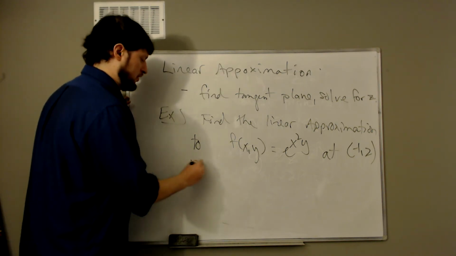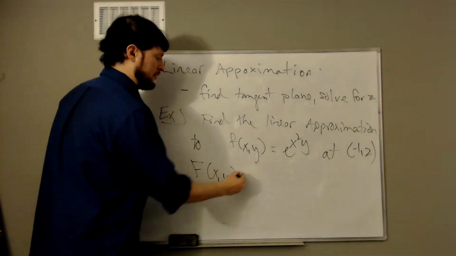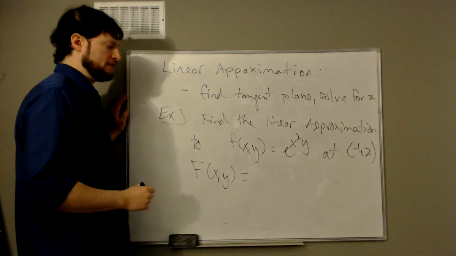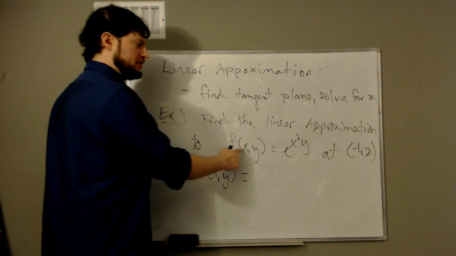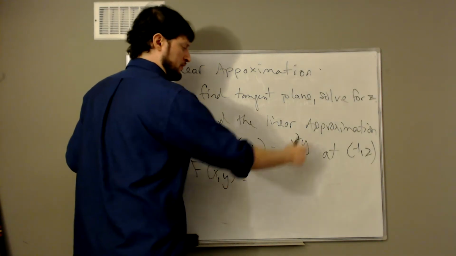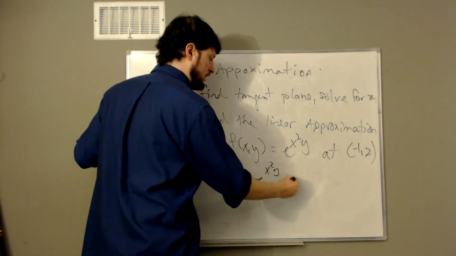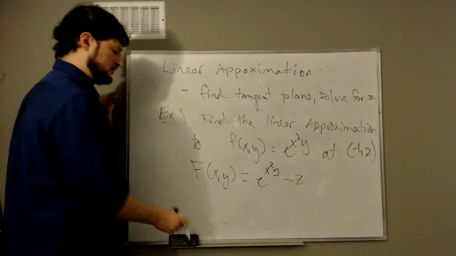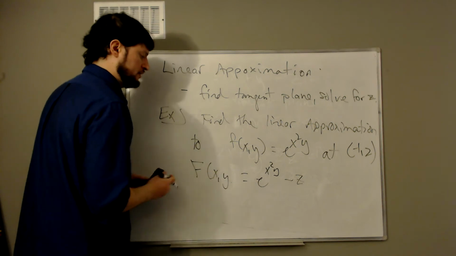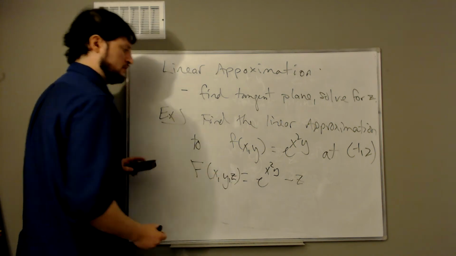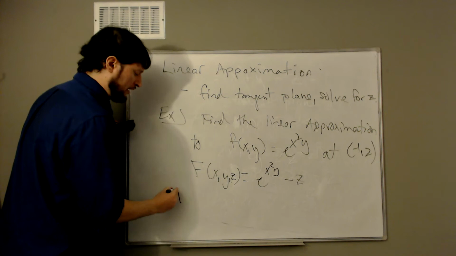So first, we think about this as a function for which this is a level surface. And so this is z equals, and we put the z on the other side: e^(x²y) minus z, so big F(x,y,z) is that. We find its gradient vector.